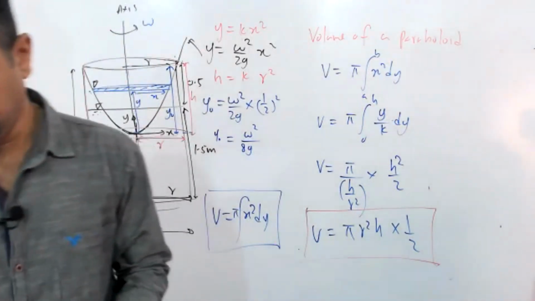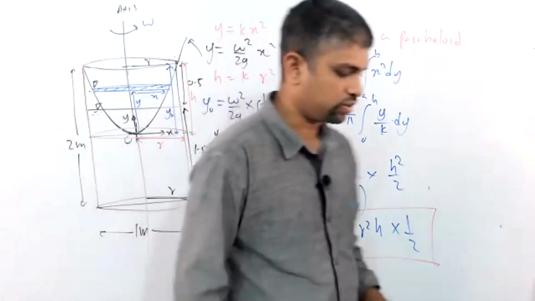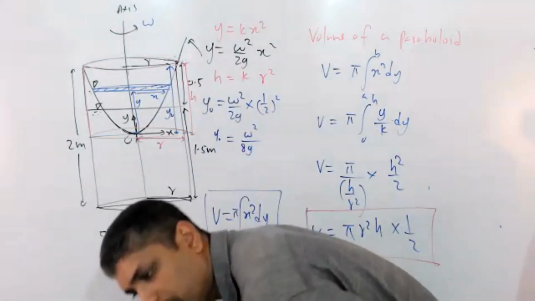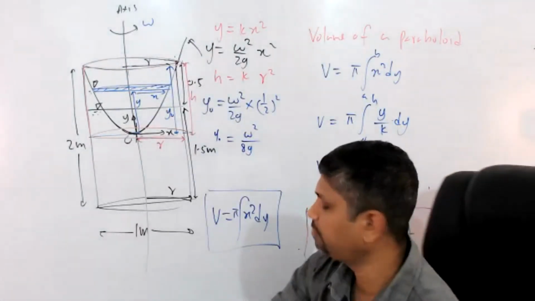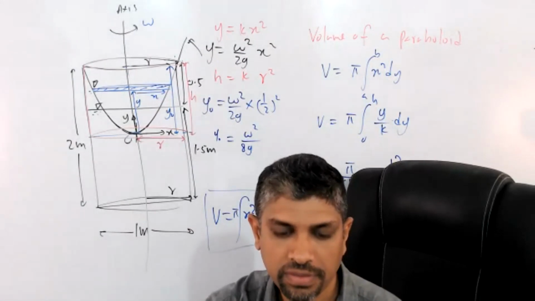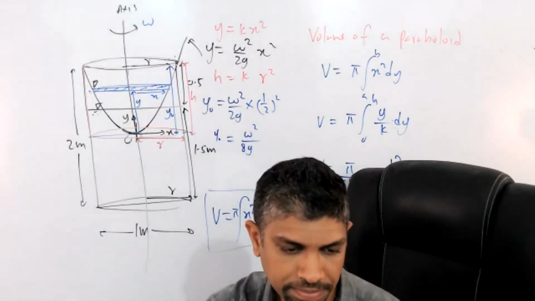It's an additional fact. Sometimes you may have discussed that question in your A-level integration part also. Half the volume of the cylinder, 1/3 volume of the cylinder. Again.